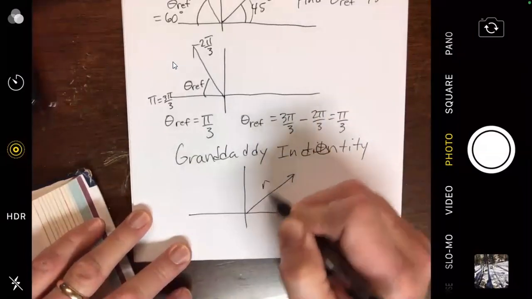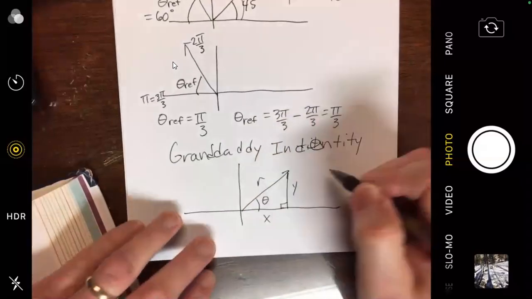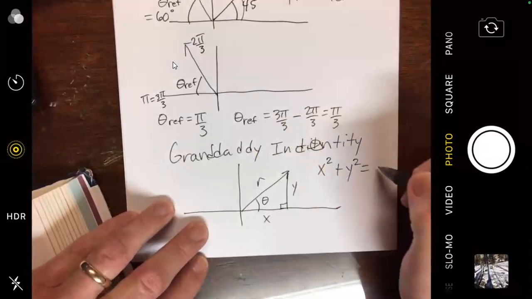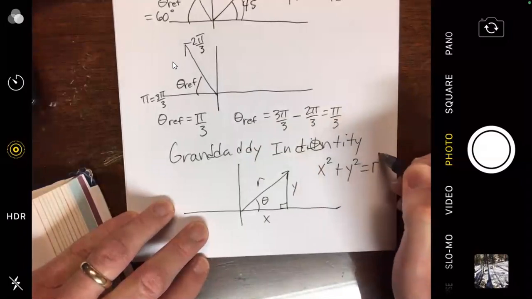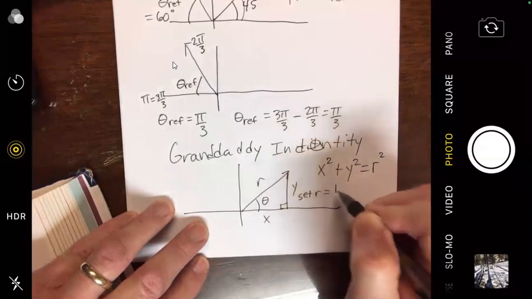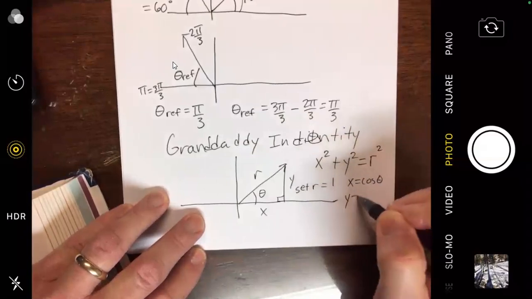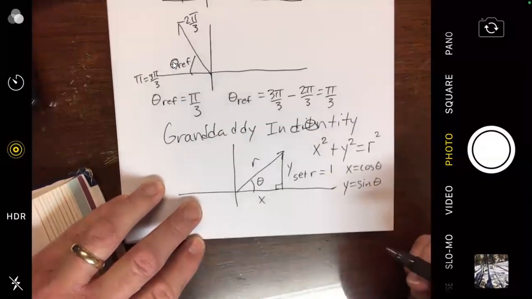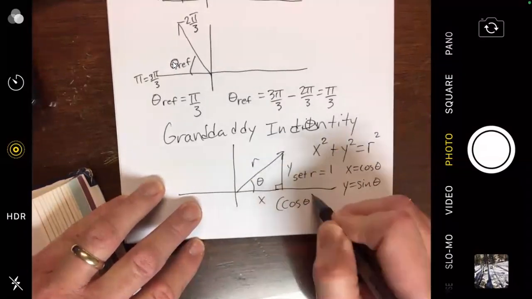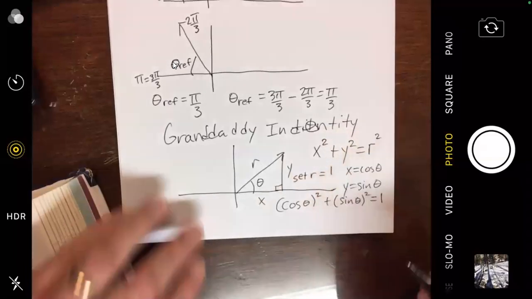Again, r, theta, drop. You have your y leg and your x leg. And we said your x leg squared plus your y leg squared has to equal r squared. Again, set r equal to 1. And we said your x was cosine theta and your y was sine theta. That gives you cosine squared theta plus sine squared theta equals 1 squared, or 1.